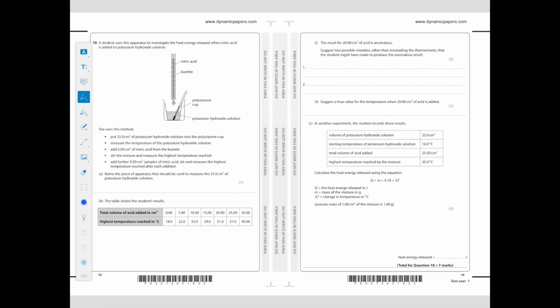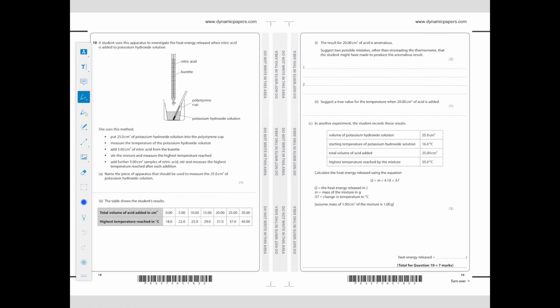The result for 20 cm³ is anomalous. Suggest two possible mistakes other than misreading the thermometer that the student might have made to produce this anomalous result. So remember, anomalous means that it's the odd one out. It isn't quite what you would expect, and if we actually look at those results, it's 31, which is pretty close to 29. So we're thinking that the temperature is too low. So what could have caused the temperature to be too low aside from misreading the thermometer?